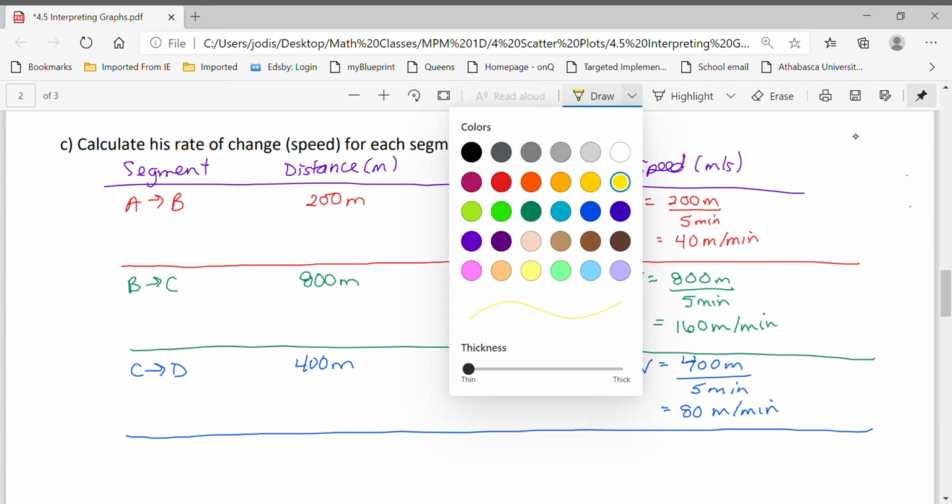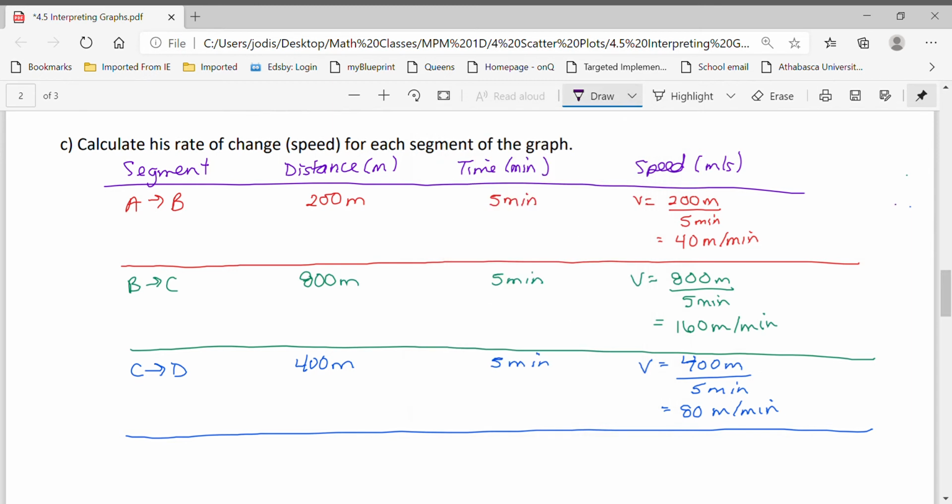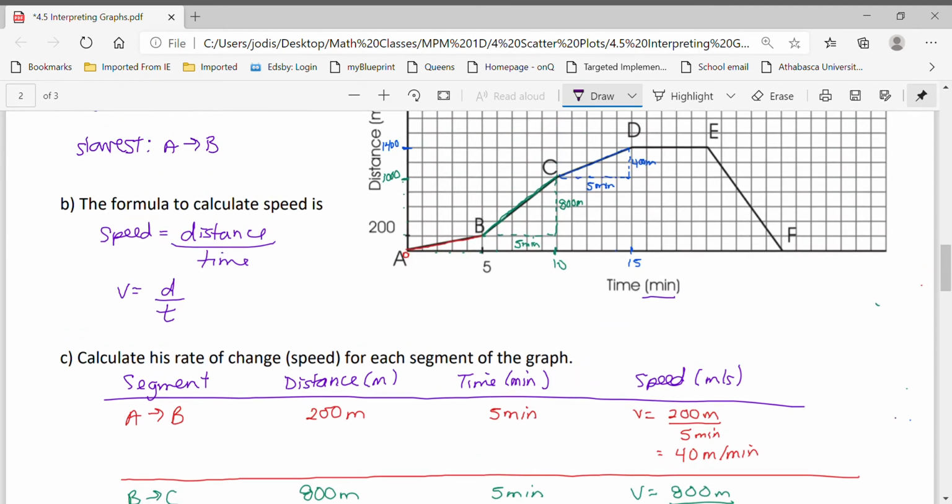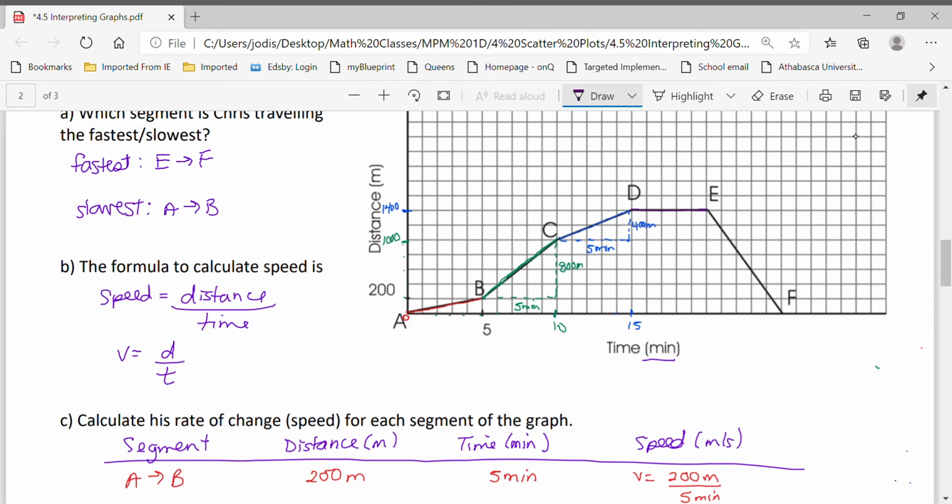So, maybe not yellow. How about dark purple? Maybe we can see that one. Okay, so this is going to be from D to E. If we move back up here, from D to E, this part. So no distance was traveled. This guy clearly stopped and took a break. So all we care about is our time here.